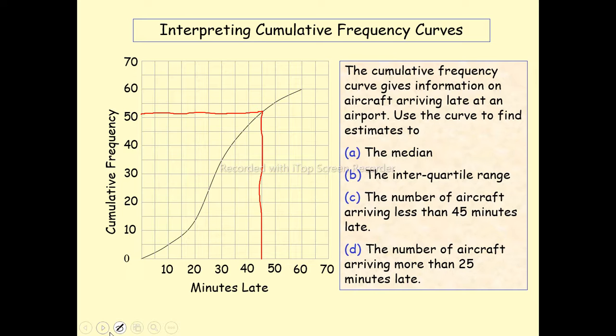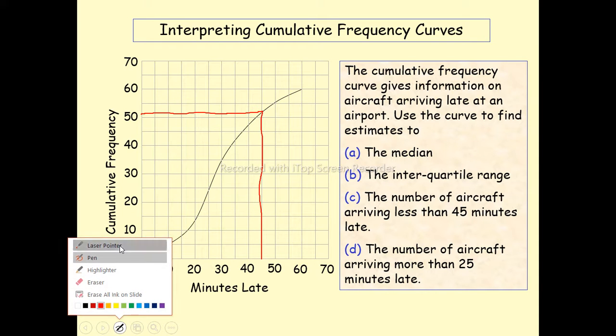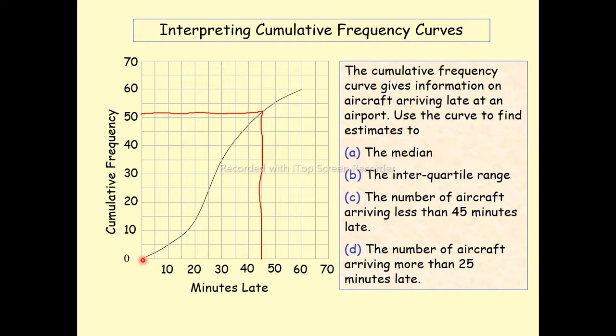So let's get an understanding of what's happening here. Between 0 and 10 minutes late, that would be our first class if we had it. Between 0 and 10 minutes, what was our frequency? We know the cumulative frequency between 0 and 10 is 5.